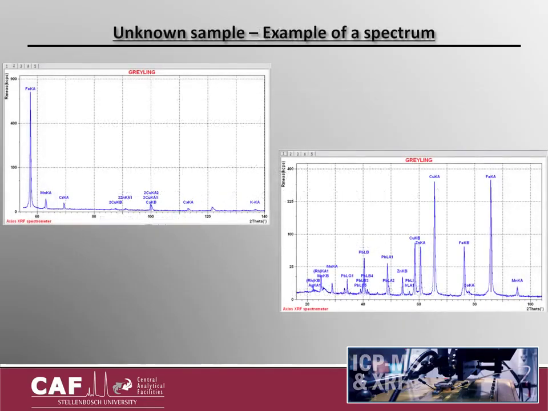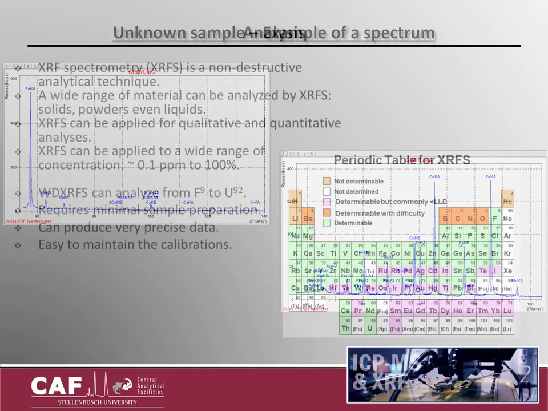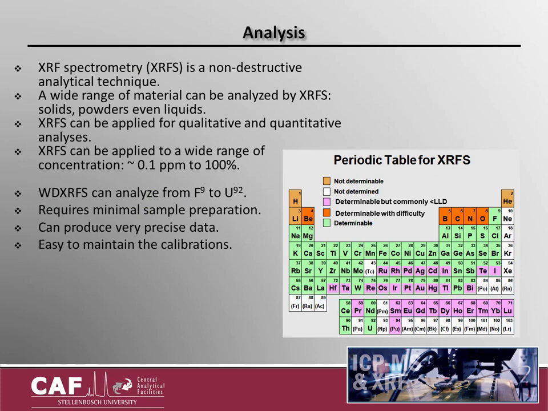The following image displays a partial portion of a line spectrum from an unknown sample. The line spectra can be used as a qualitative analysis to determine what elements are present in the sample. To conclude, let's summarize the analytical abilities of the XRF spectrometer.